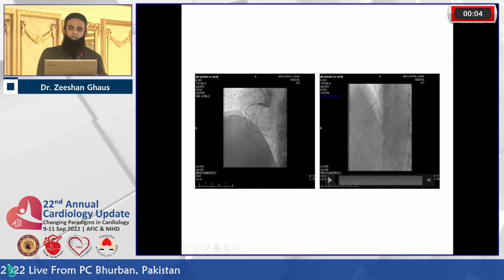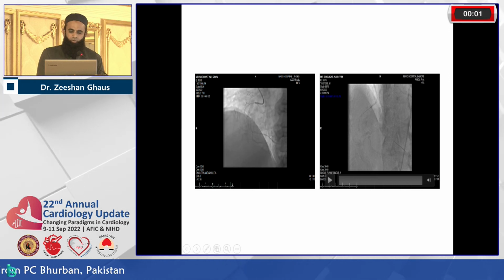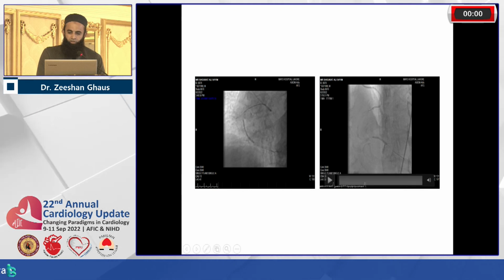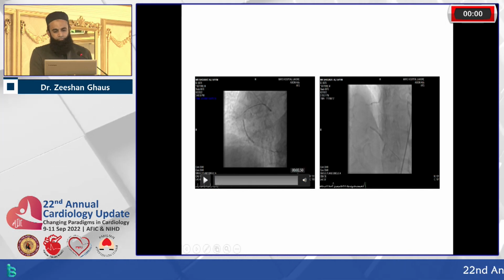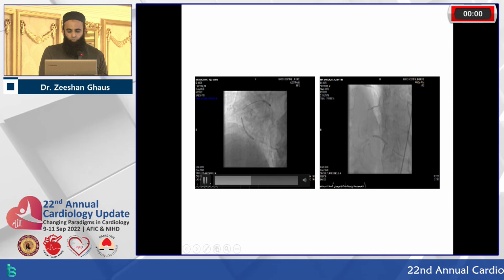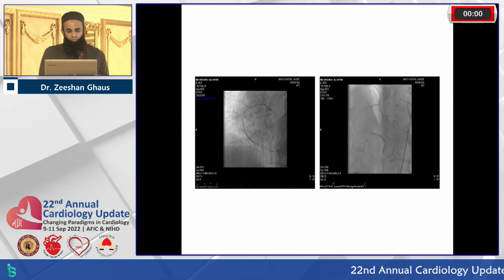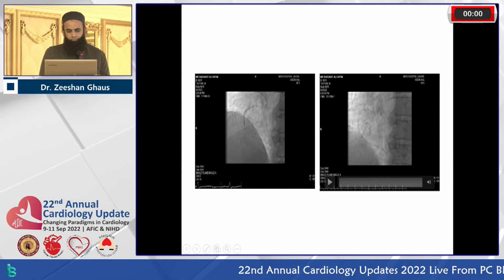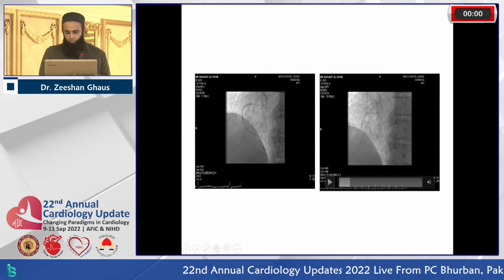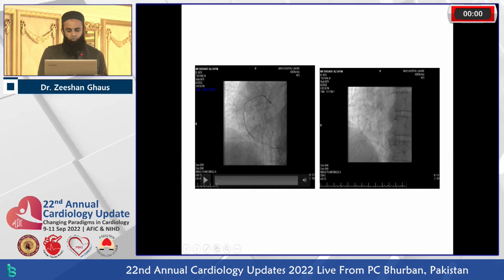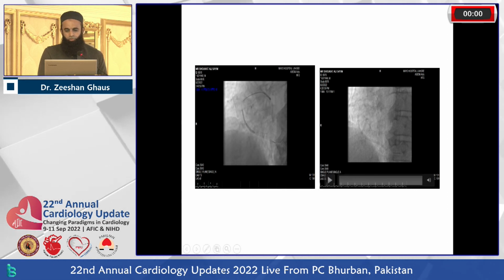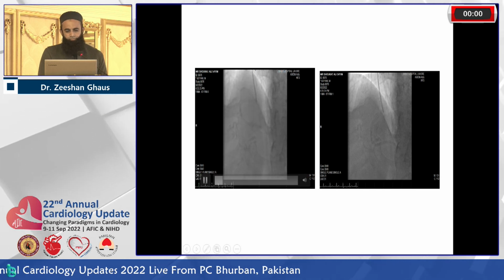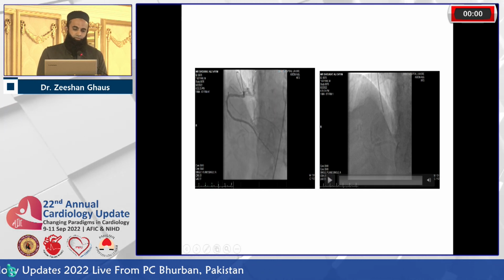We pre-dilated. The rest of the procedure is simple. We pre-dilated, then started stenting. This is the distal stent. And then distal to proximal we stented, 2.5, 2.75 millimeters. These are the different stents. I will show you quickly. This is the final result.